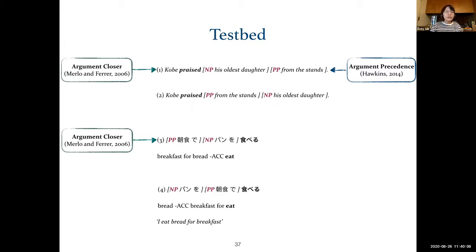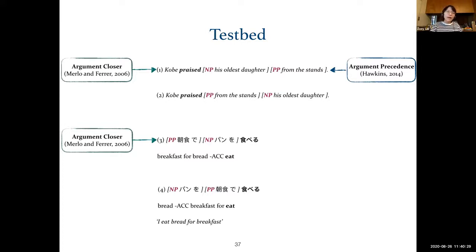So in this case, let's go back to the English example. Here, again, the NP is considered more argument-like than the PP. And by the principle of argument precedence, the NP would be preferred to appear before the PP. And in this case, it is still the first sentence that would be preferred in English.